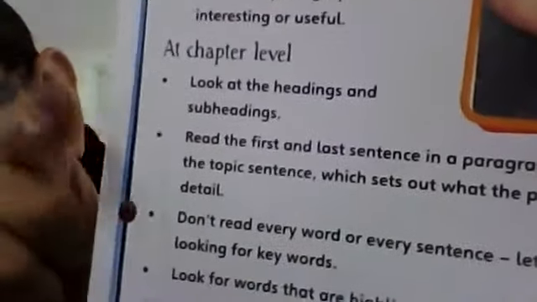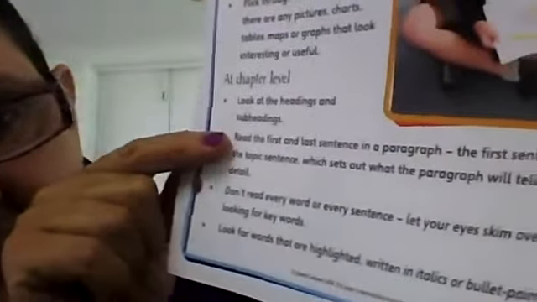Okay, at the chapter level, and we've gone down the index and we found what chapter we would be able to find our information in. So we've gone into that chapter and now we know we're going to find the information that we want in here. So at chapter level, it says, look at the headings and the subheadings. And then it says, read the first and last sentence in a paragraph.